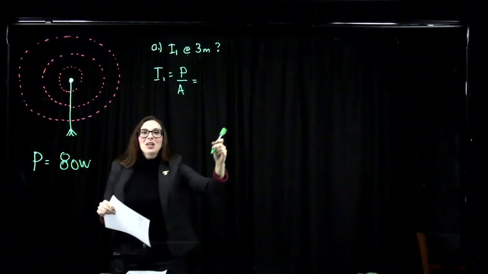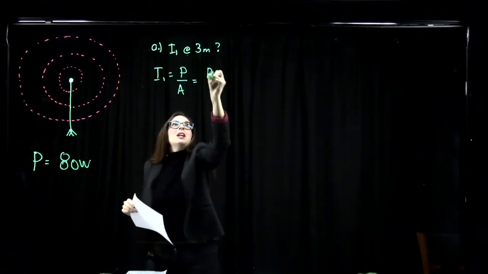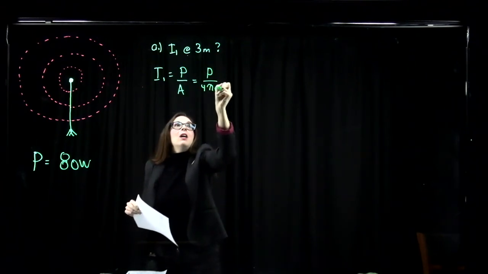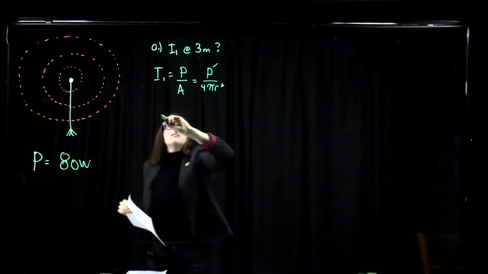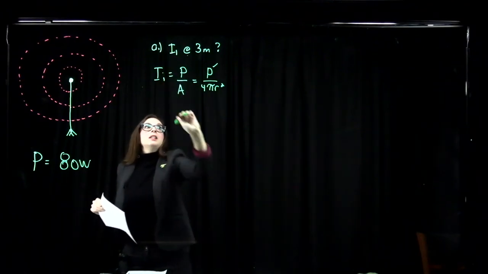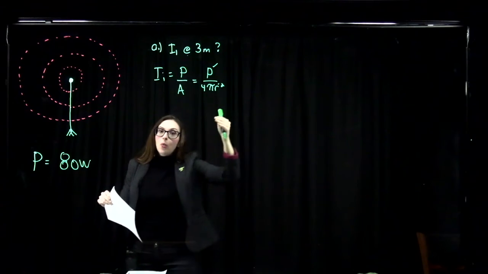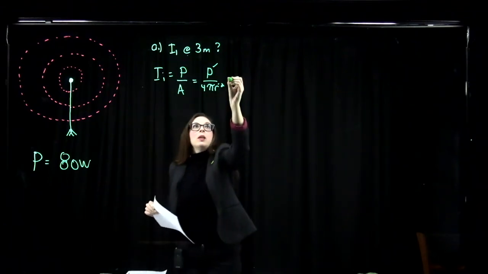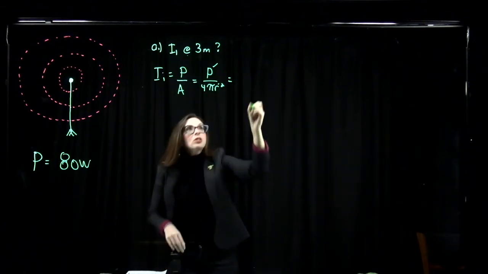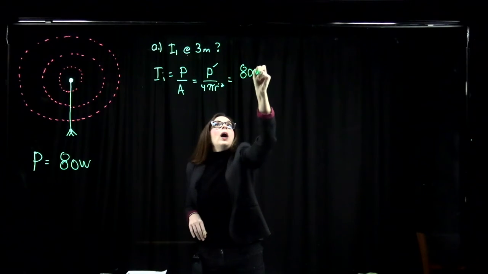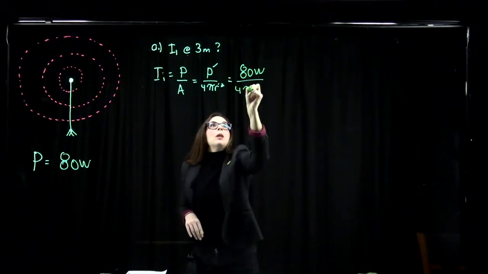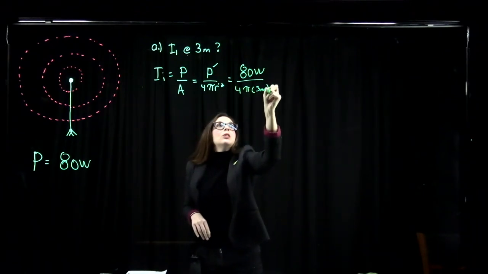It's also on your equation sheet. Okay, so this is P over 4 pi r squared. We know P. We're trying to solve intensity, and we're already given the distance r. R is our distance away from the source. So we can just go ahead and plug everything in here. So this is just going to be 80 watts divided by 4 pi times 3 meters squared.